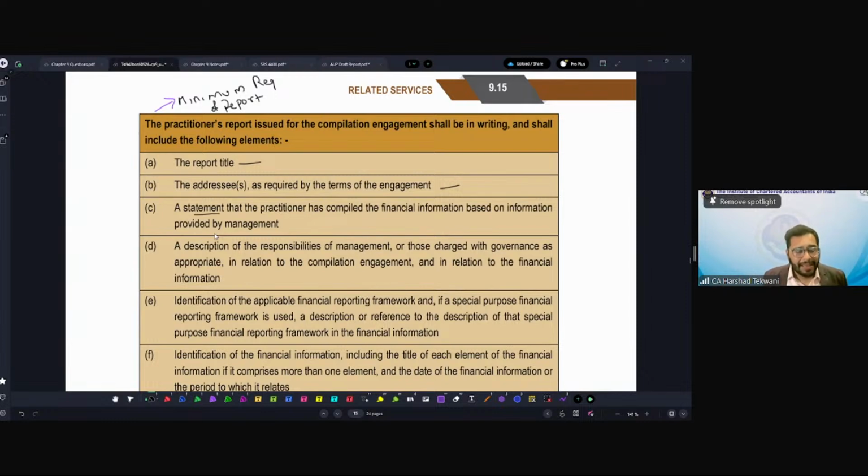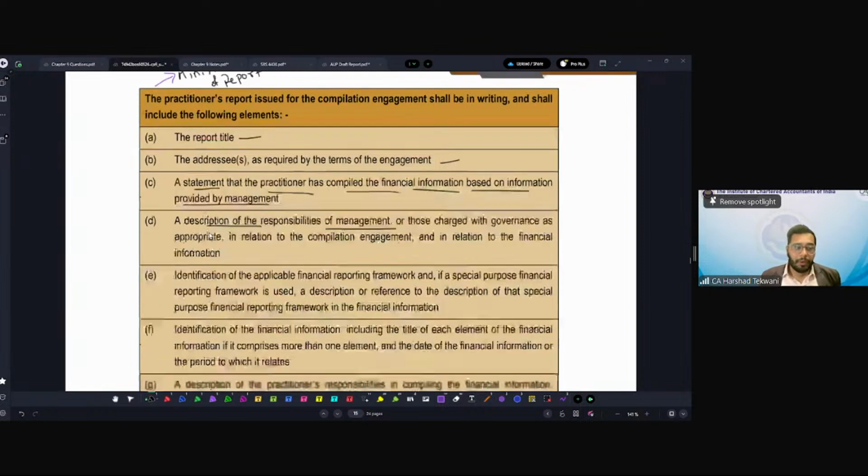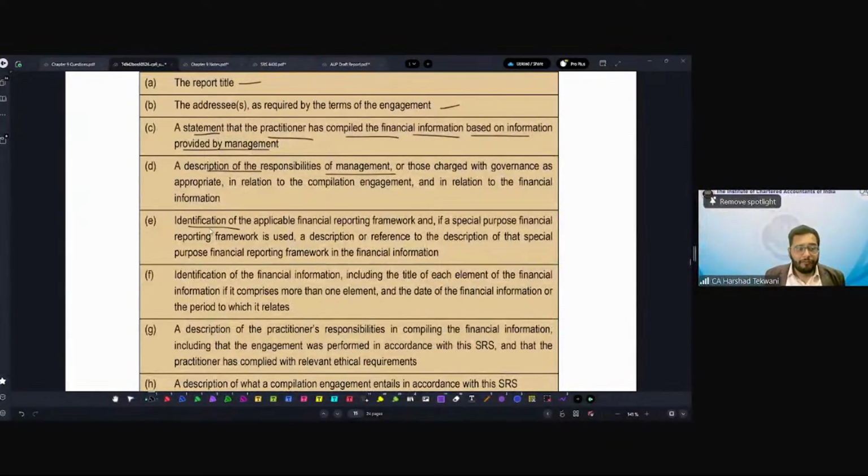A statement that the practitioner has compiled the financial information based on the information provided by the management, which means the information was provided by management. Description of the responsibility of the management that we have already seen in the engagement letter. Identification of applicable financial reporting framework. And if a special purpose financial reporting framework is used, a description or reference to that special purpose framework.